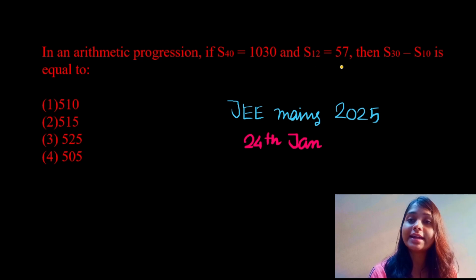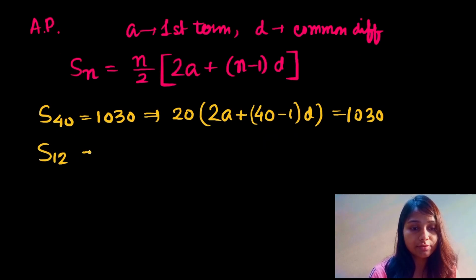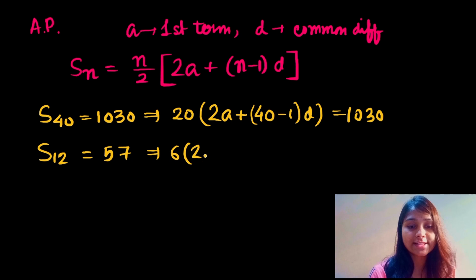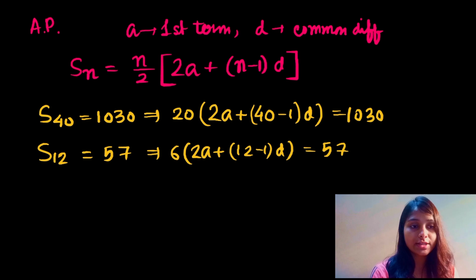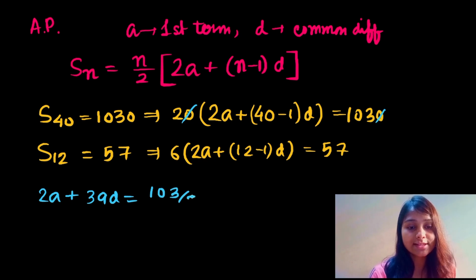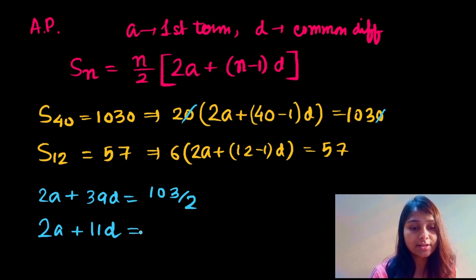In a similar manner, it is given that S12 is 57. So it will give 12 by 2, which is 6, into 2a plus (12 minus 1) into D, equals 57. If we simplify these two equations, we will obtain 2a plus 39D equal to 103 divided by 2, and 2a plus 11D equal to 57 by 6. If we cancel out the 0 from both sides, it will be 103.